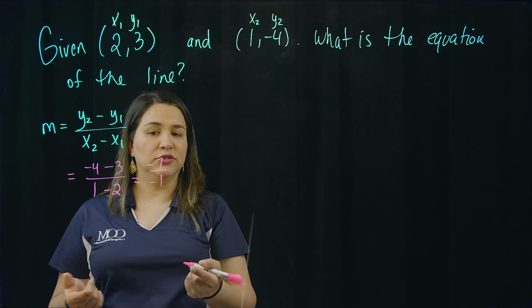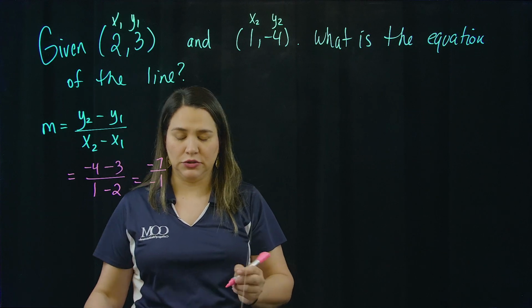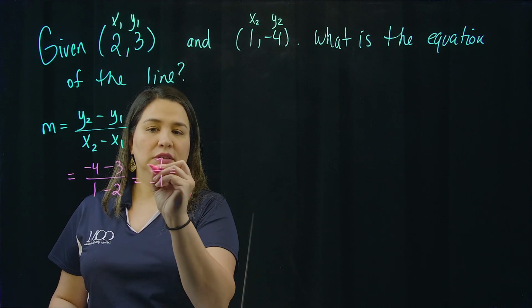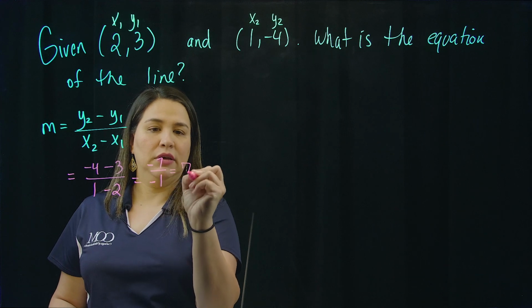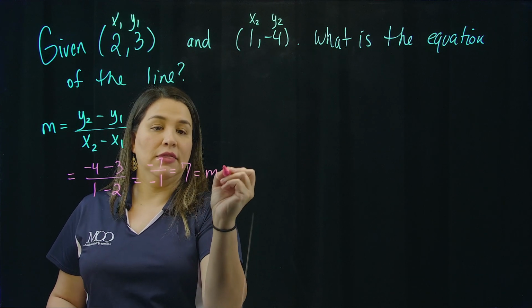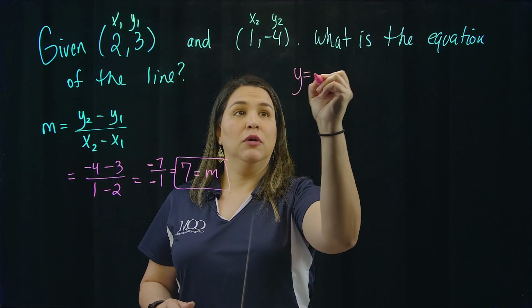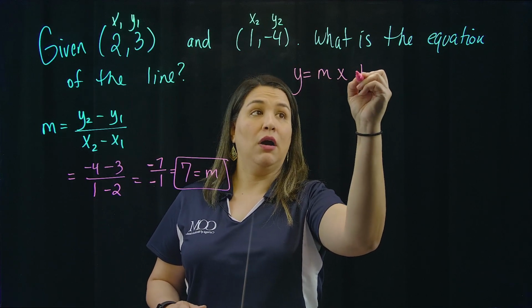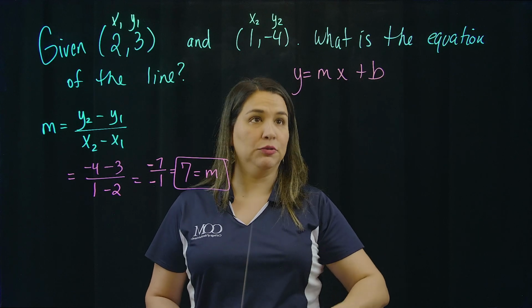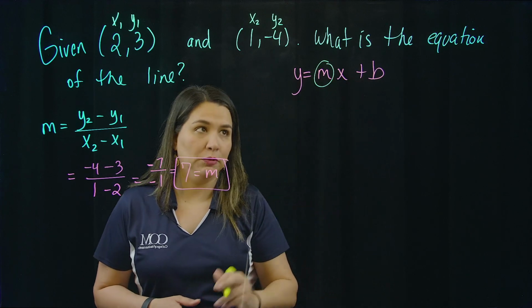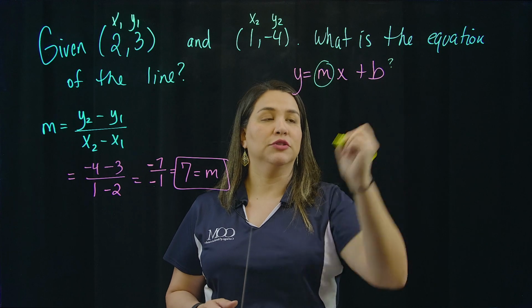They're different signs, so you subtract and keep the sign of the larger number. Now this becomes -7 divided by -1. It becomes a +7. This is your slope. But in order to find the equation of a line, we need to know our slope, but also our y-intercept. So right now we have found our slope, but we are still missing the y-intercept.